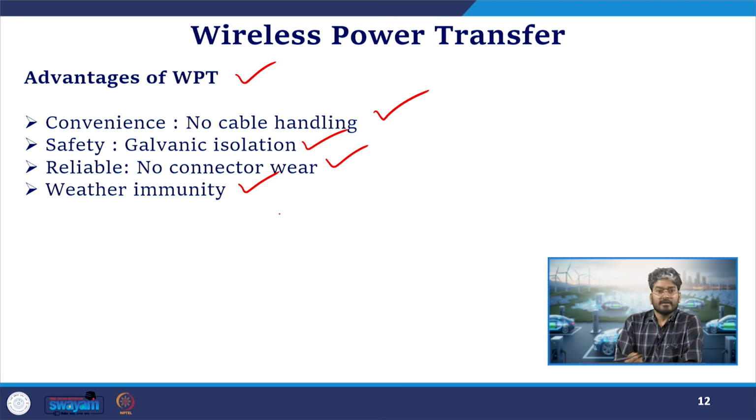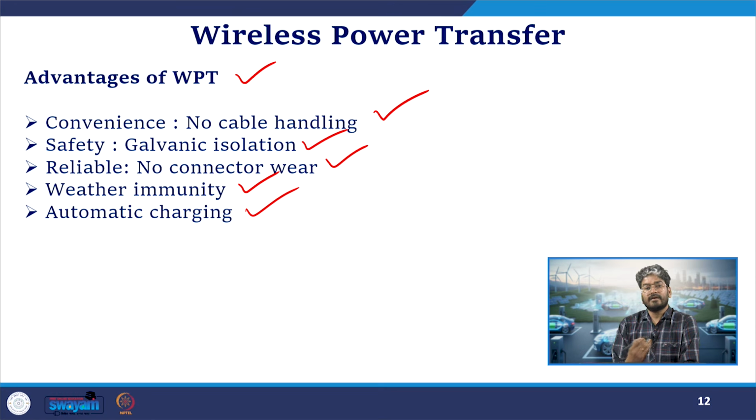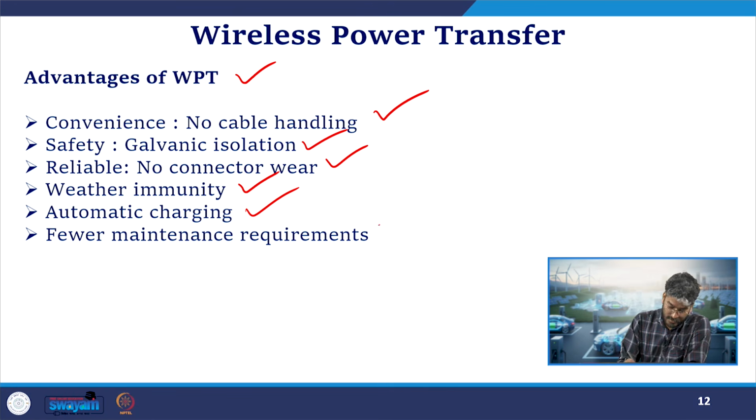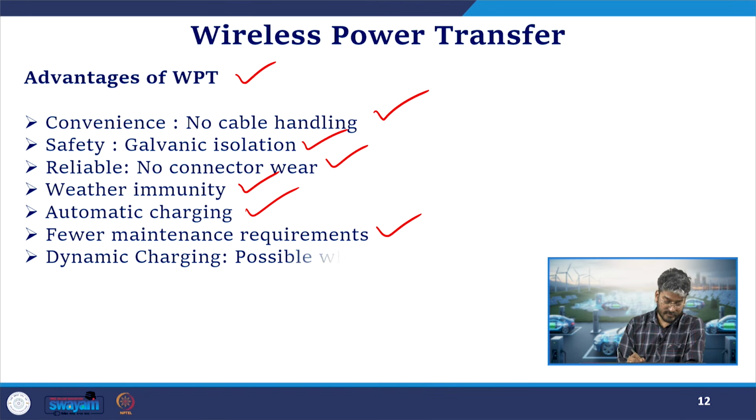Weather immunity. As there are no connections, the charger and the electric vehicle will not be coming in physical contact, so they will not be dependent on the weather conditions. Then automatic charging. In this case, the moment the vehicle comes in the proximity of my charger or the transmitter, the power will be transmitted and our electric vehicle will be charged. Few maintenance requirements. As the wear and tear is less, our maintenance will be less.